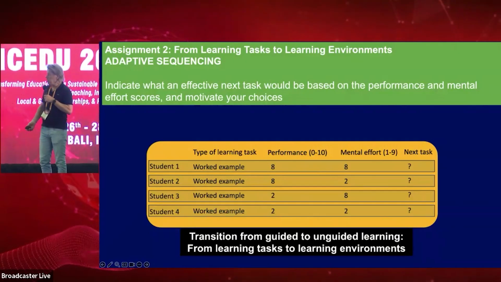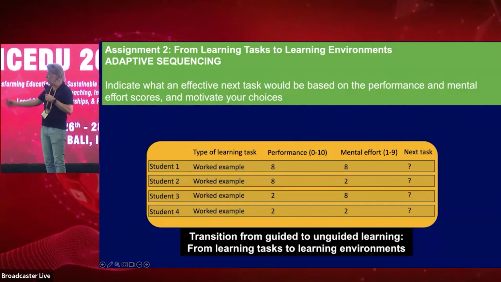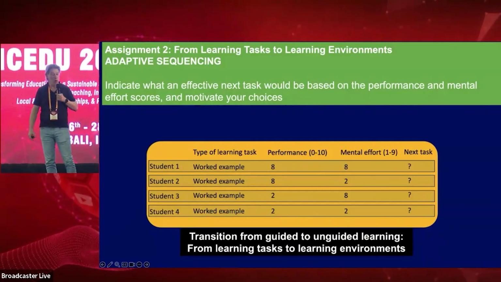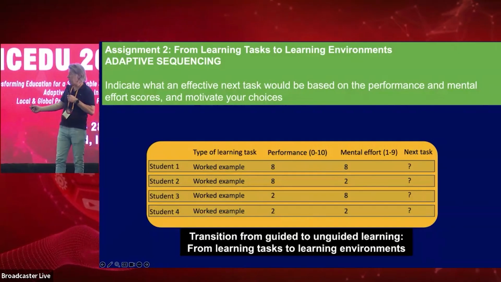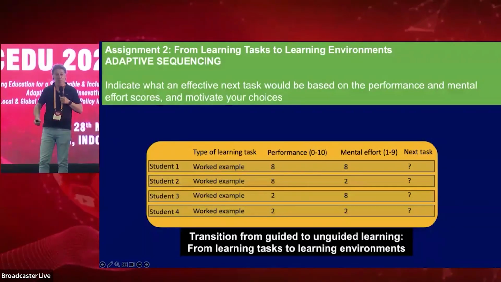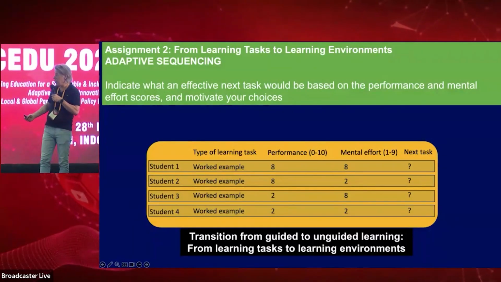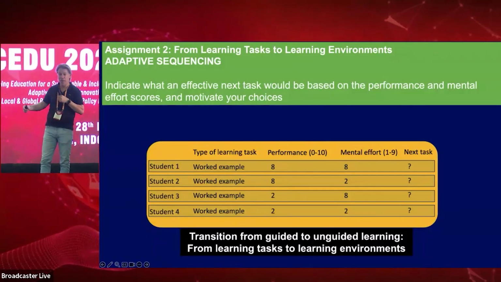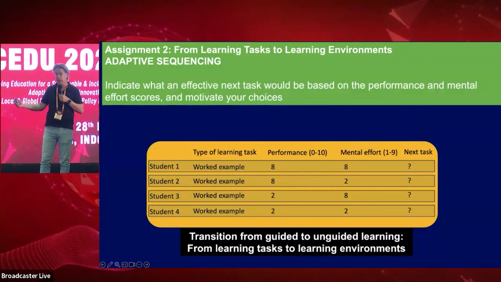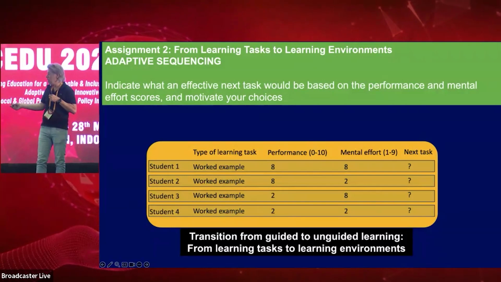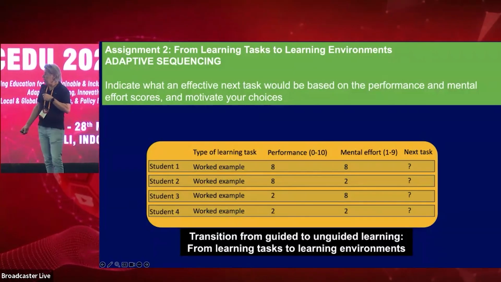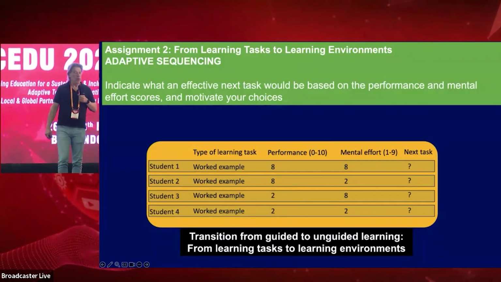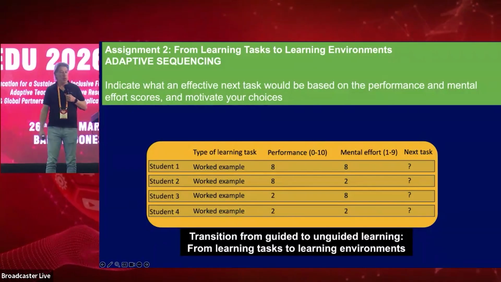And the other student, student 3, for instance, has a very low performance with very high effort. So that means that we should probably go back maybe in complexity level, or we need to present more guidance for this problem. So what about the last student? What is happening there? Does anyone have an idea?